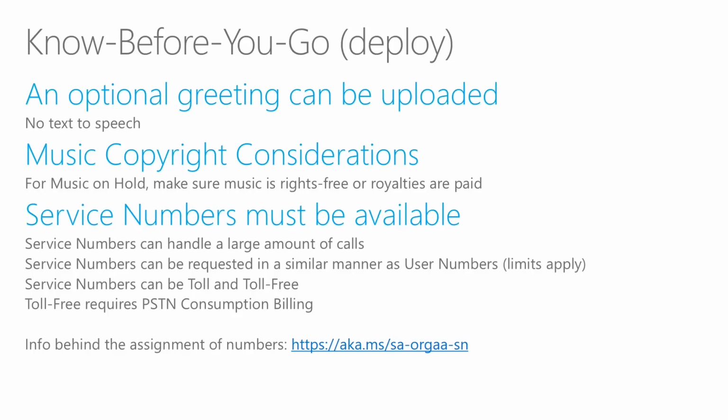Service numbers must be available. You can find out more about how service numbers work at aka.ms/sa-orgaa-sn. Service numbers are a special type of phone number. They can handle a large amount of calls. They can be obtained in the same manner as you get user numbers. There are some limits. A service number can be toll or toll-free. Toll means that the caller is paying for the call. Toll-free means that the callee, basically the company, is paying. So if you want to offer toll-free, you must have configured consumption billing in your tenant.